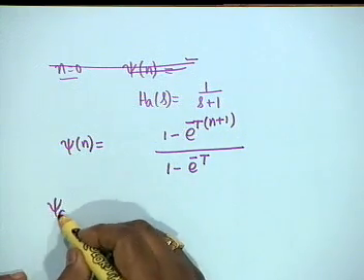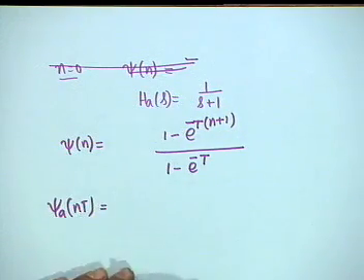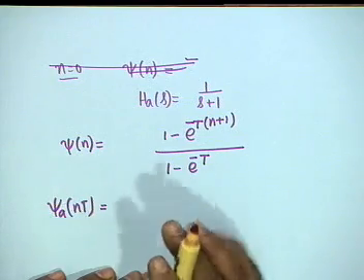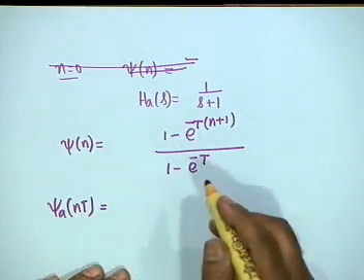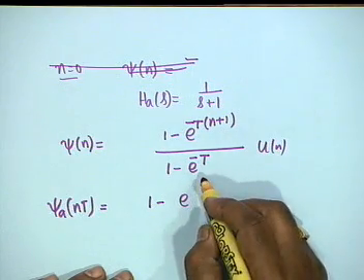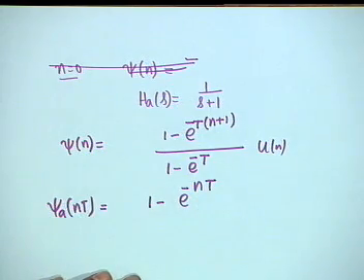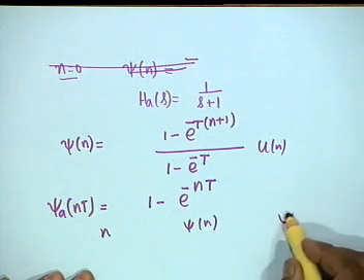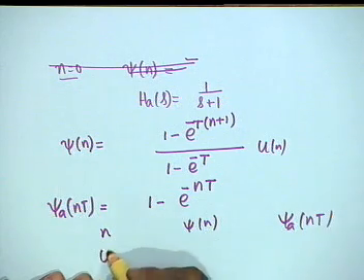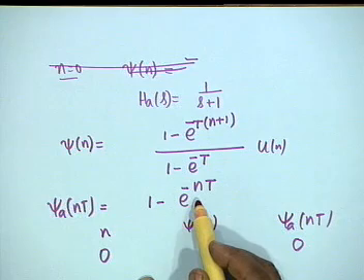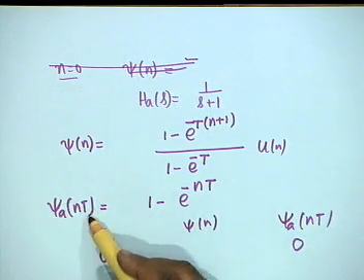And what would be psi a of nt? This would be 1 by pi is minus 1, ai is 1, pi is minus 1, and therefore it would be 1 minus e raised to the minus nt. All right. Obviously, these two are quite different. For example, let us list the values of psi a of nt. If n is 0, then obviously psi a of nt is equal to 0.